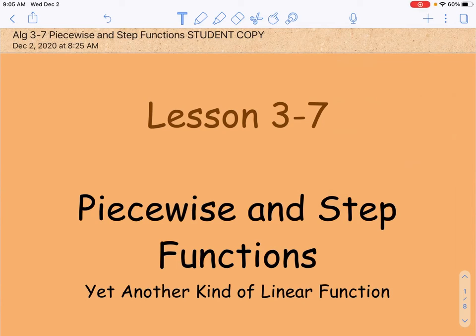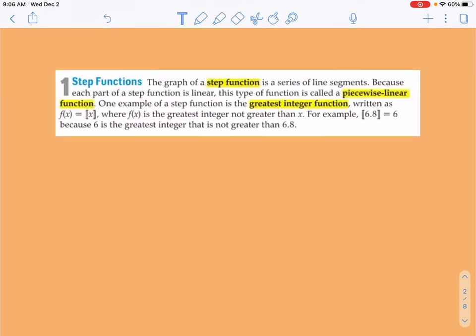Hey everybody, in this video we are going to talk about piecewise and step functions. This first part of the video is going to focus on step functions. We're going to talk about the parent step function and then what happens as you mess about with it and change things with it. So let's get started.